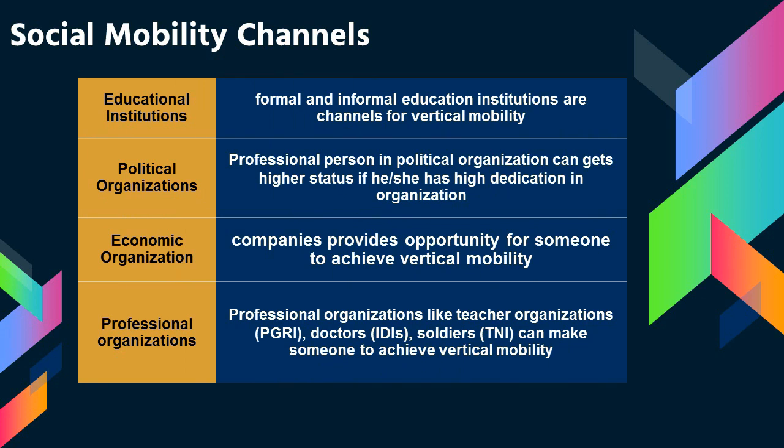Social mobility channels. Number 1, educational institutions. Formal and informal education institutions are channels for vertical mobility. Number 2, political organizations. A professional person in a political organization can get higher status if he or she has high dedication in the organization. Number 3, economic organizations. Companies provide opportunity for someone to achieve vertical mobility.